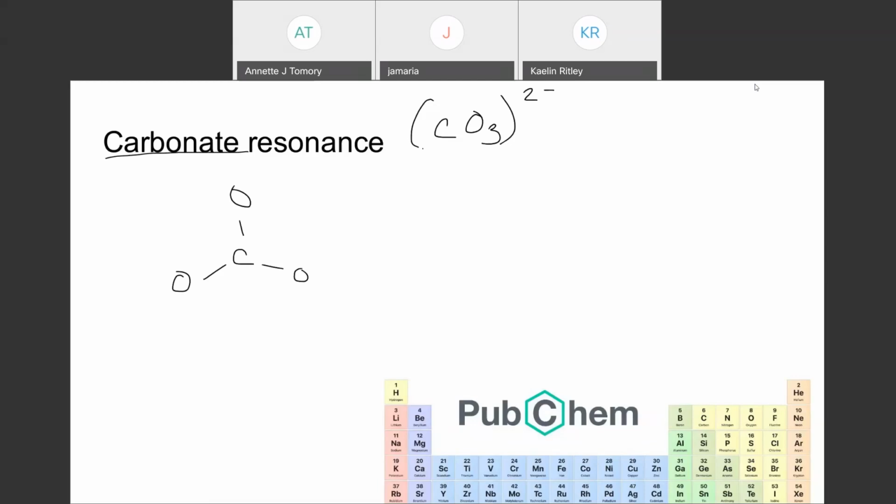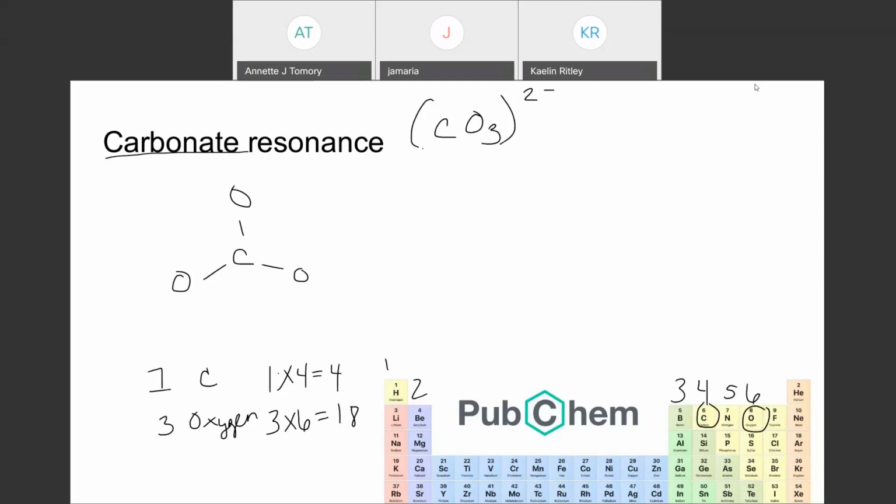All right, so we have one carbon and we have three oxygens. So how many valence electrons does carbon have? 4. So we have 1 times 4. How about oxygen? 6. So it's 3 times 6. Okay, so when we add these together, what do we have? 22 electrons.